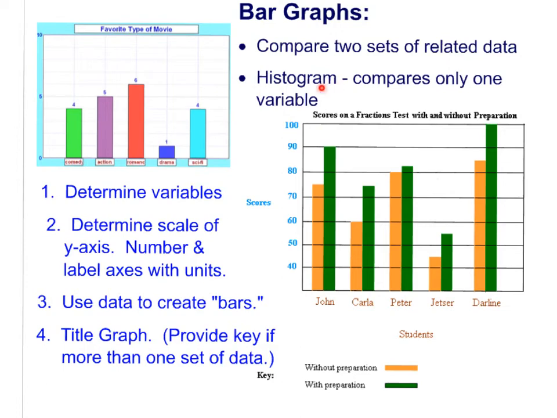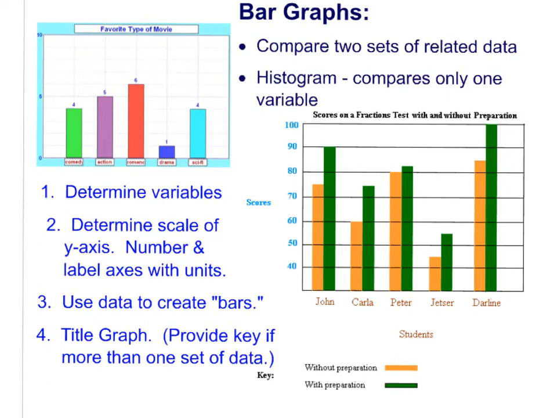Another thing, a histogram. Technically, a histogram is comparing only one variable. This is technically a histogram because there's only one variable, the type of movie and how many students choose that as their favorite. This would be a bar graph comparing two different variables, without preparation and with preparation, scores on a test with or without preparation.